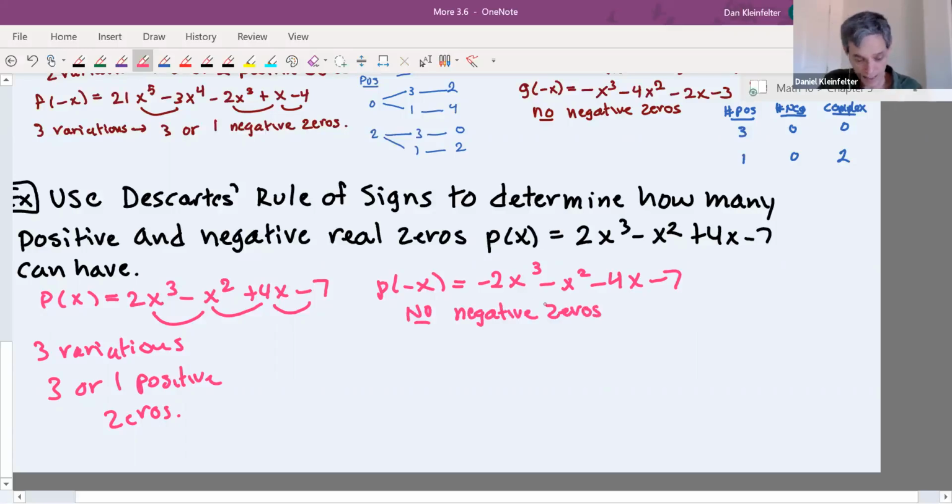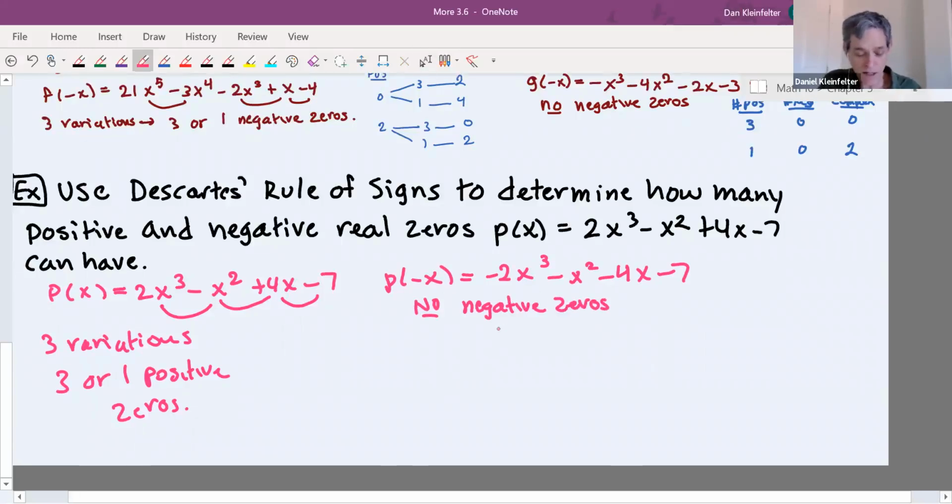Okay, so to summarize that, if we know that there are no negatives and there are 3 total because the degree is 3, we could have 3 positive zeros, or we could have 1 positive and 2 complex.